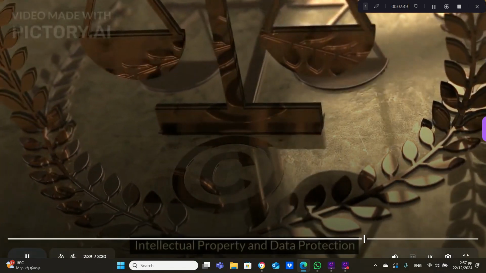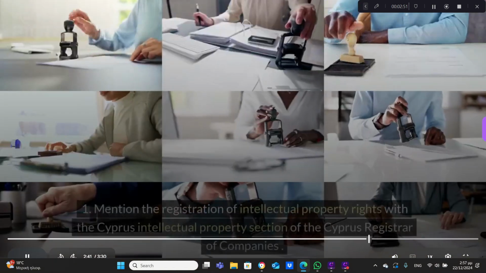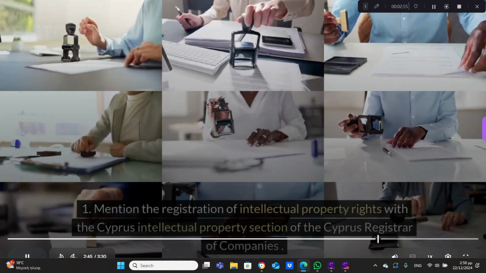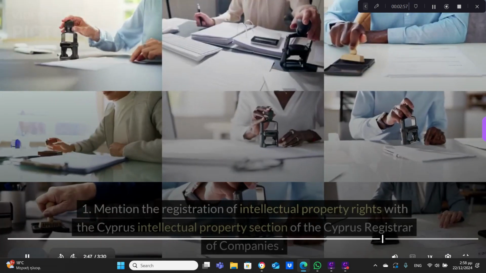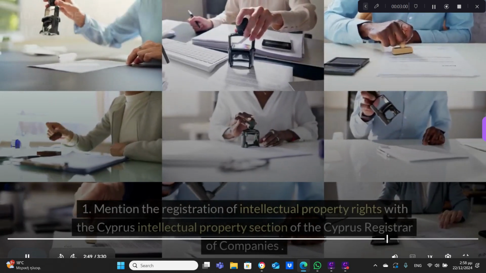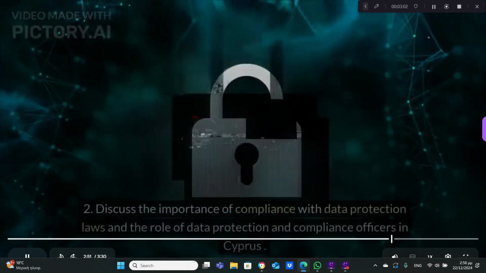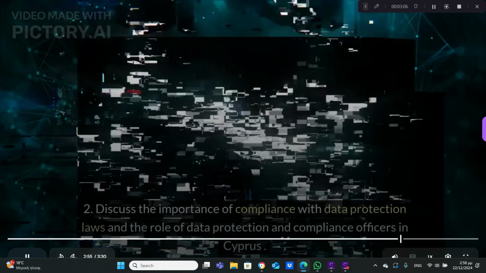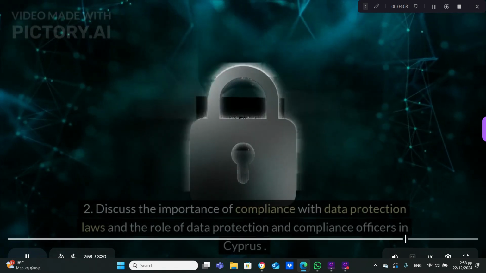Intellectual property and data protection. 1. Mention the registration of intellectual property rights with the Cyprus Intellectual Property section of the Cyprus Registrar of Companies. 2. Discuss the importance of compliance with data protection laws and the role of data protection and compliance officers in Cyprus.